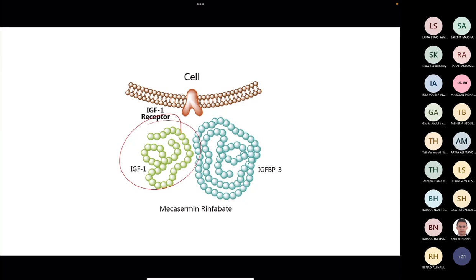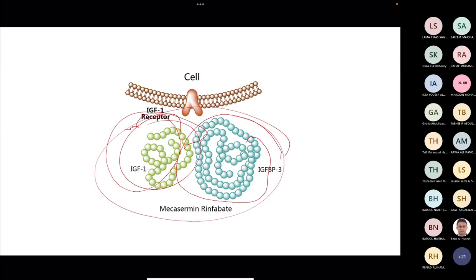Some of you know the carrier proteins that are common for those components, like albumin, which is the most common type of carrier protein. Okay, so in mecasermin rinfabate, in fact, they synthesize the IGF-1 analog, which is mecasermin, and then they link it to its binding protein, which is IGF-1 binding protein 3, and they give it as a drug. Okay, this, we could say, increases the stability of the drug.